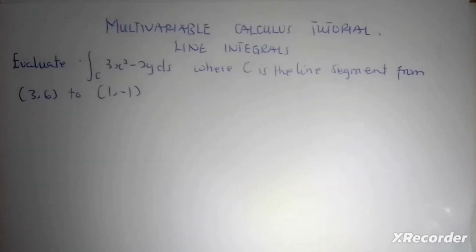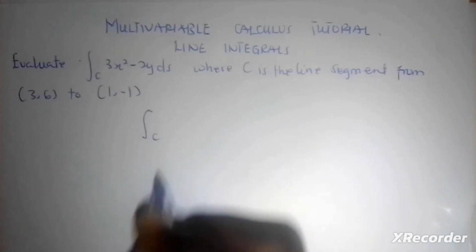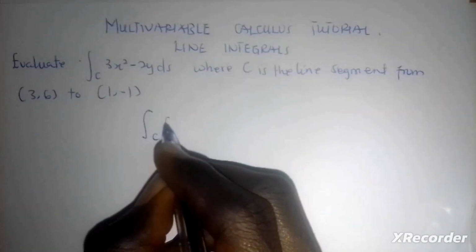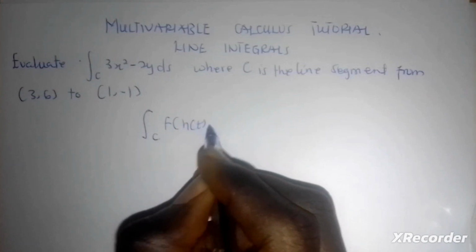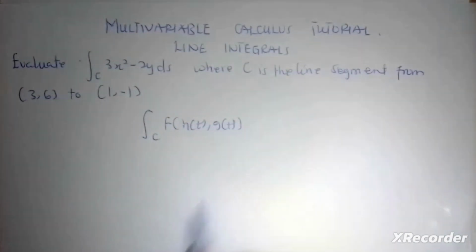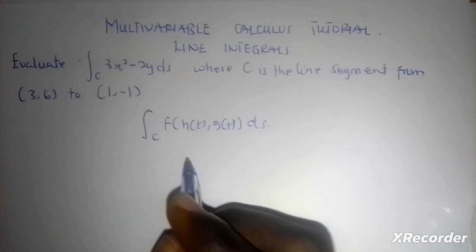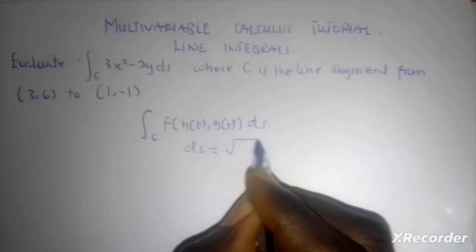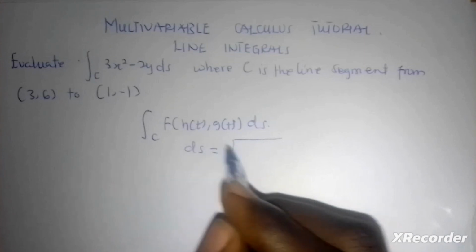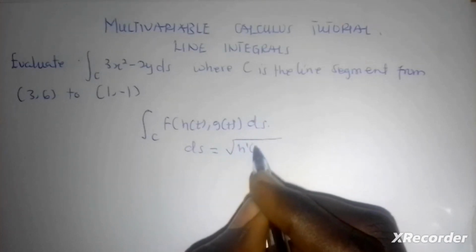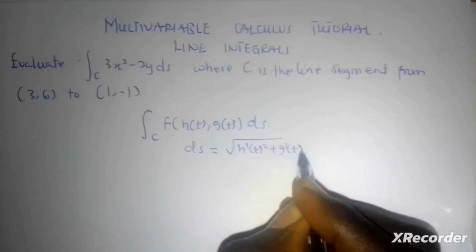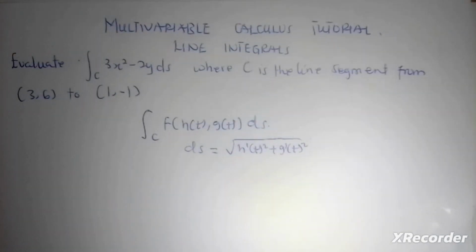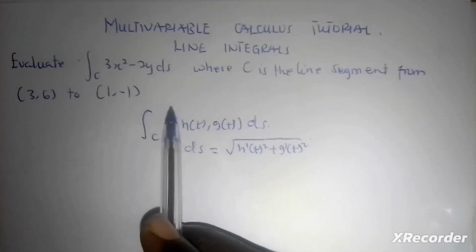So in finding line integrals, you ask yourself, what do you need? It's simply the integral over C of f, a function h of t, a function g of t, then I have my ds. But I realize that ds is simply the square root of h prime of t squared plus g prime of t all squared. Depending on the number of variables given, you can get 3, but in our case they give us 2.